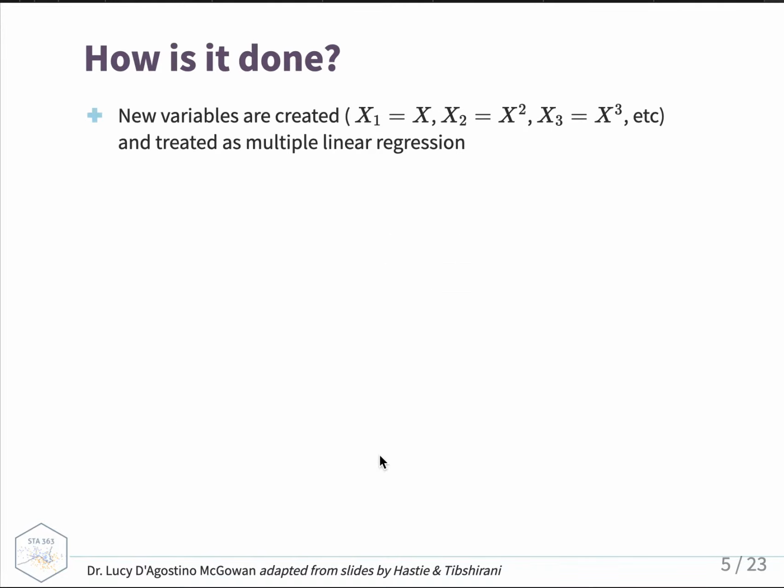So how is it done? In practice, new variables are created, and it's treated the same as multiple linear regression. For example, x1 is just equal to x, the linear part, x2 is equal to x squared, the quadratic part, x3 is equal to x cubed, etc. So I create new variables to account for these polynomial terms, and those new variables are transformations of the original variable.